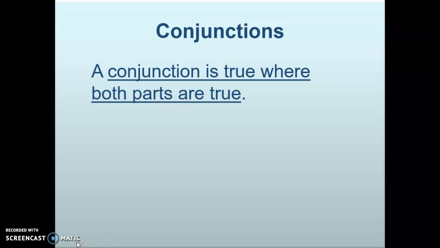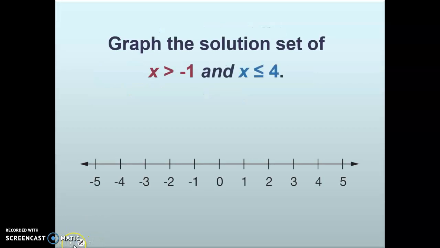The important thing to remember before we get started is because we're talking about conjunctions and we're looking at the word and, a conjunction can only be true where both parts are true. So a conjunction is true if it's true for one and it's true for the other. It has to be true for both. Both and go together. So let's take a look. We have two different inequalities, and we want to graph the solution set. We want to graph the conjunction of these two. Which solutions are in both this inequality and this inequality? Remember, both and go together. So this is a conjunction.